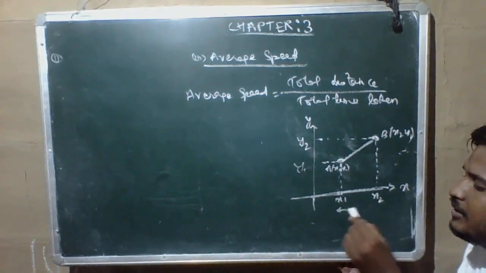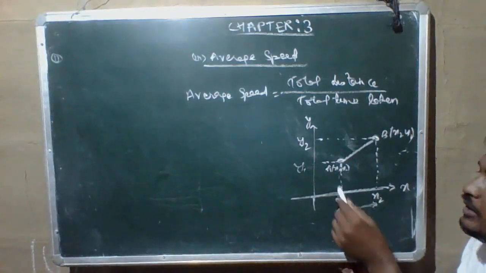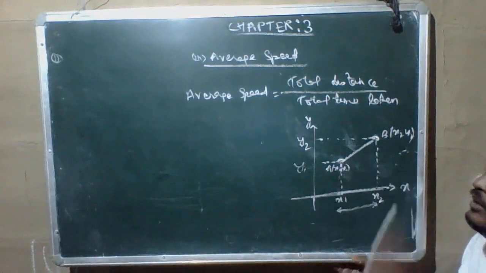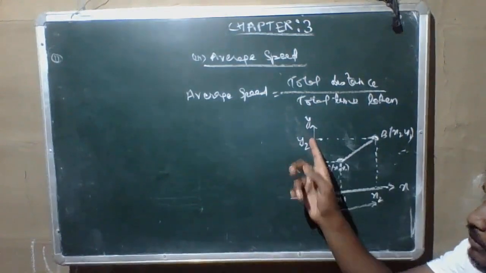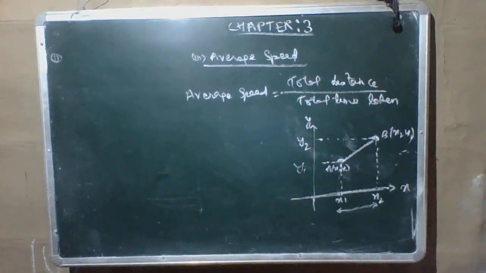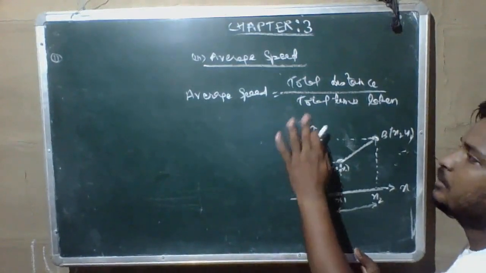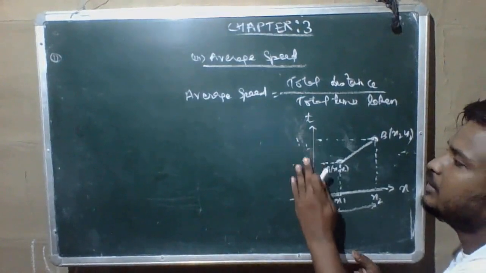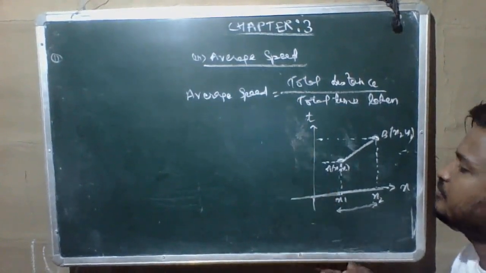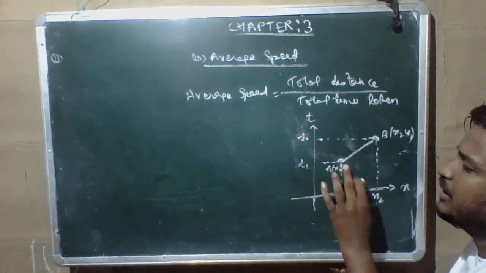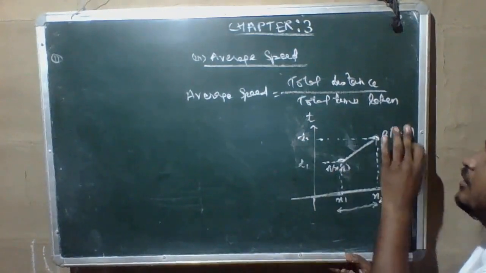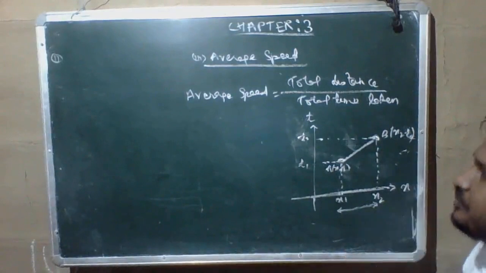This is the distance we have covered on the x-axis from point A to B, and similarly from point A to B along the y-axis it will be y2 minus y1. Or if you consider this one to be time, then this will be t1 and this will be t2. Similarly here it will be t1 and this will also be t2.